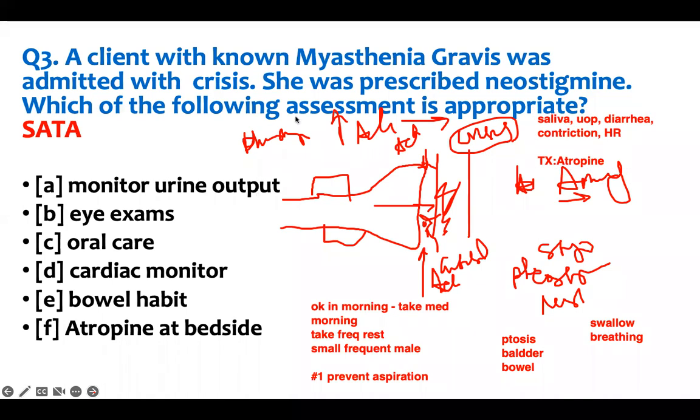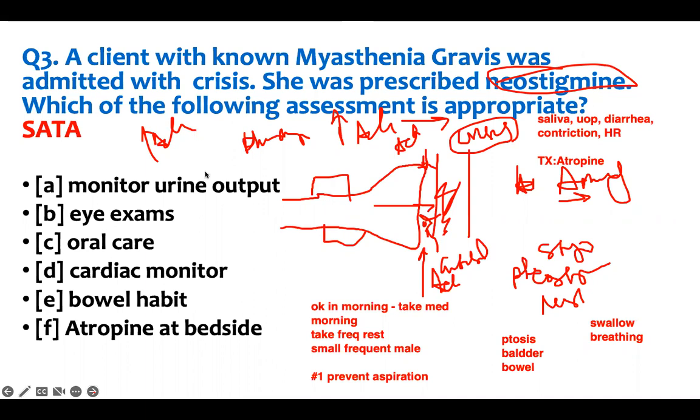So what is the ask? Which of the following assessments is appropriate? SATA. She was prescribed what? Neostigmine. So a client with known myasthenia gravis was admitted with crisis and prescribed neostigmine. So you know what it is. It's pharmacology. I already gave you the idea. That means we're making more acetylcholine. So what assessment do you want to do?